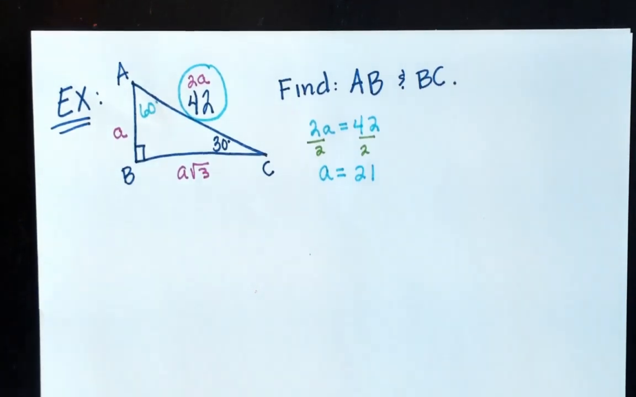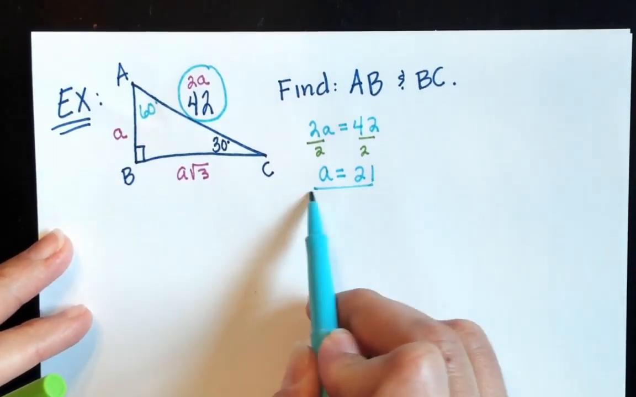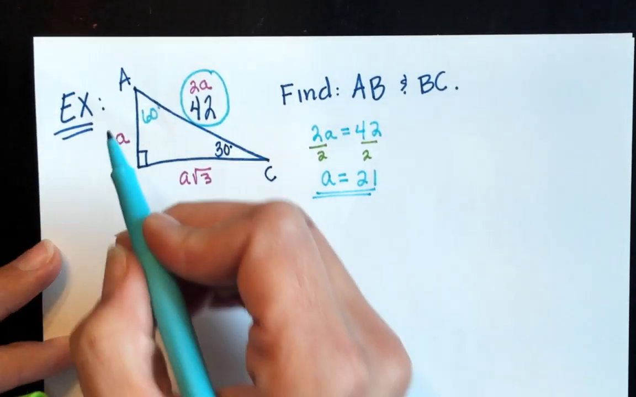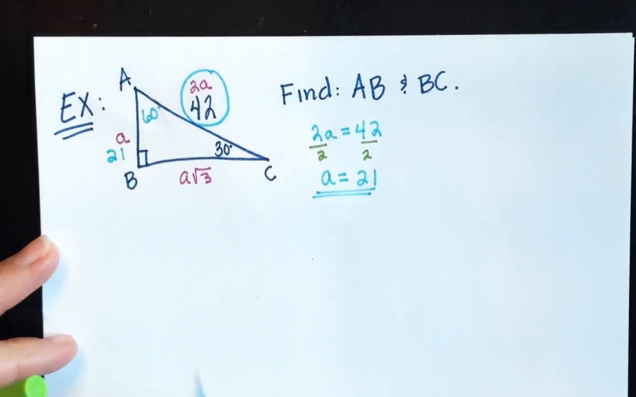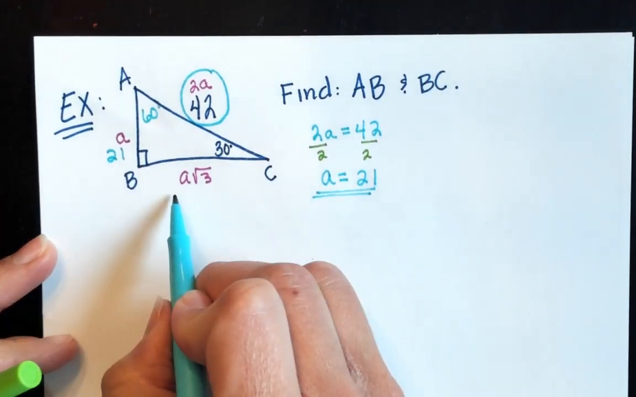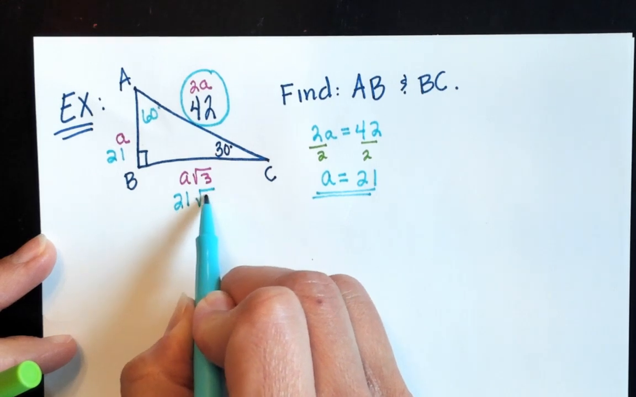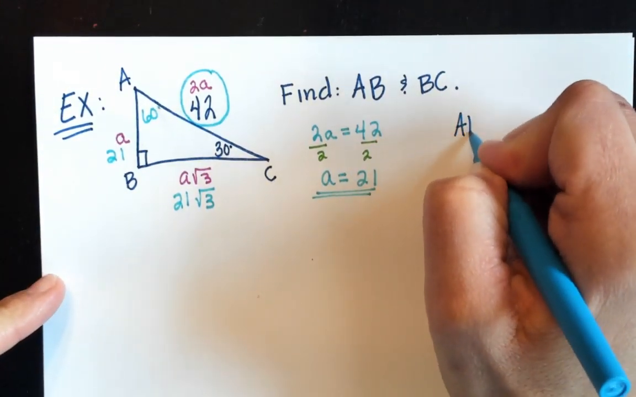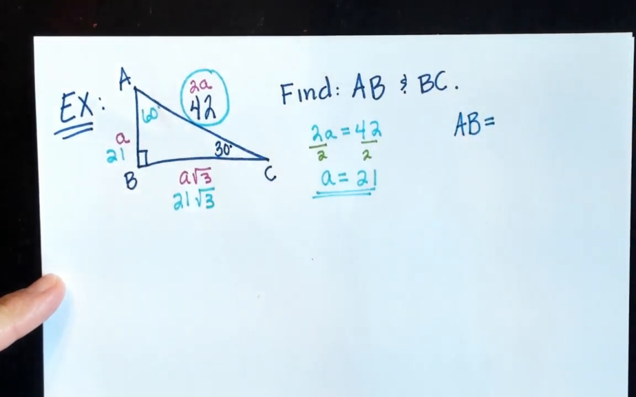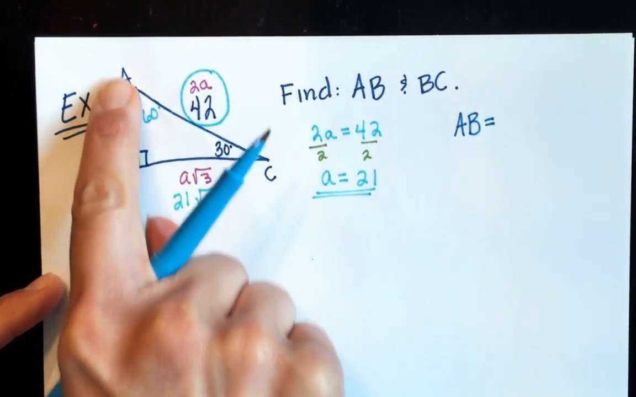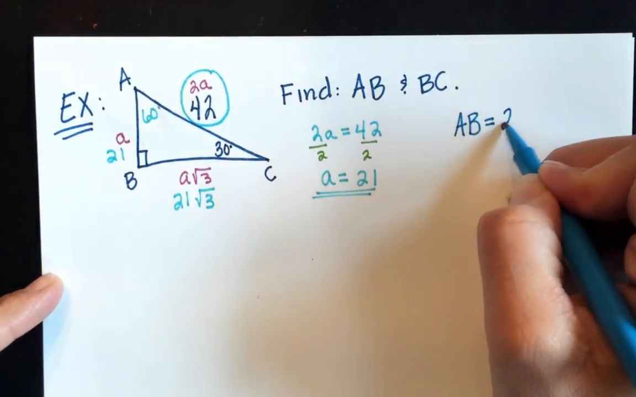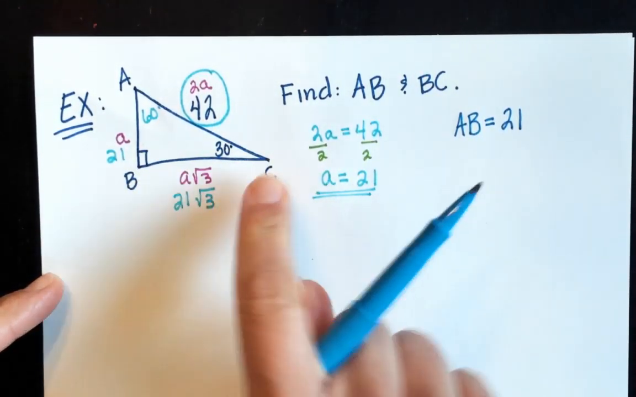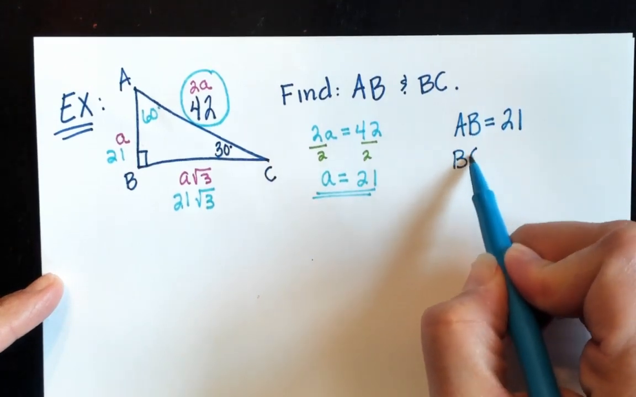So that means everywhere I see A, I'm going to plug in 21. So over here, we can see it's 21. And over here, we can see it's going to be 21 radical 3. And what's nice, no extra work has to be done. And we write our answers carefully, proofreading not to plug the wrong one in. 21 is on the side that AB is. 21 radical 3 is the side that BC is on.